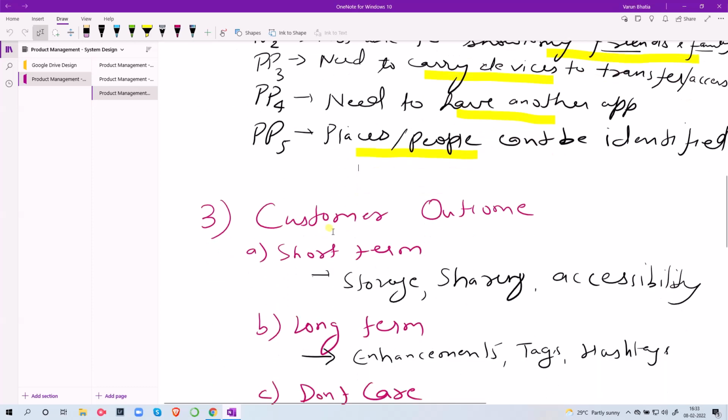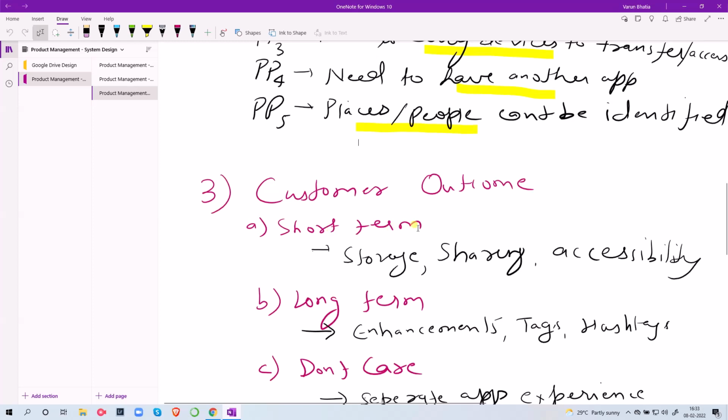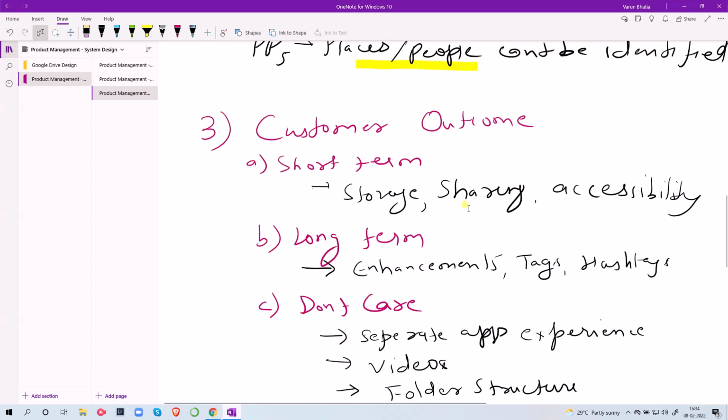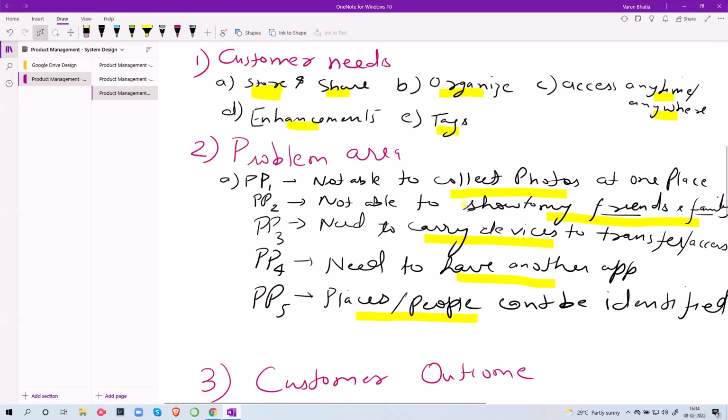So once you've identified the problem areas, you need to be able to tie them to customer outcomes, like how is the customer going to benefit if you solve that particular pain point, right? So again, this is sort of a prioritization framework that can help you essentially prioritize the pain points that you would want to solve for.